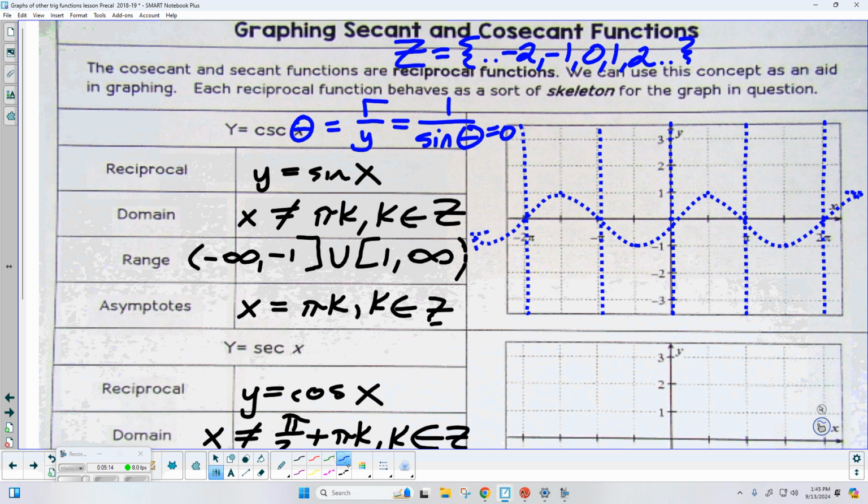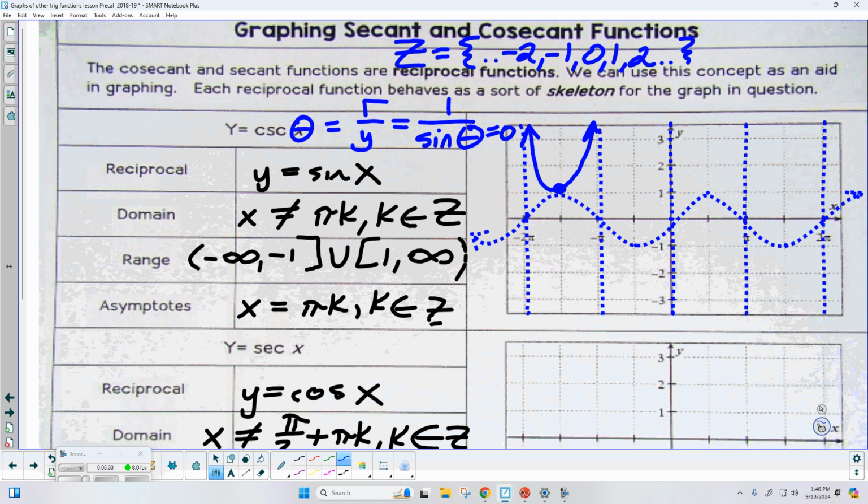Wherever sine has a maximum, you're going to have a branch that opens up. Now, it looks like a parabola, but it's not a parabola. We're going to refer to those as branches. A parabola is constructed in a very specific way. These are going to look the way they do because they're bound by the asymptotes.